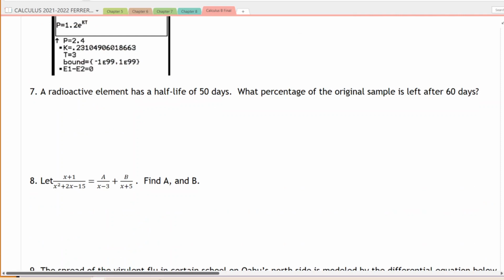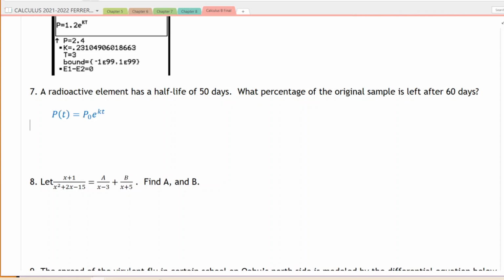We have a radioactive element that has a half-life of 50 days. What percentage of the original sample is left after 60 days? So I'm going to start off with just the regular equation for exponential decay and growth. And I'm going to pretend I don't remember how to use the half-life formula. If you do know how to use the half-life formula, then this becomes a little bit on the easier side.